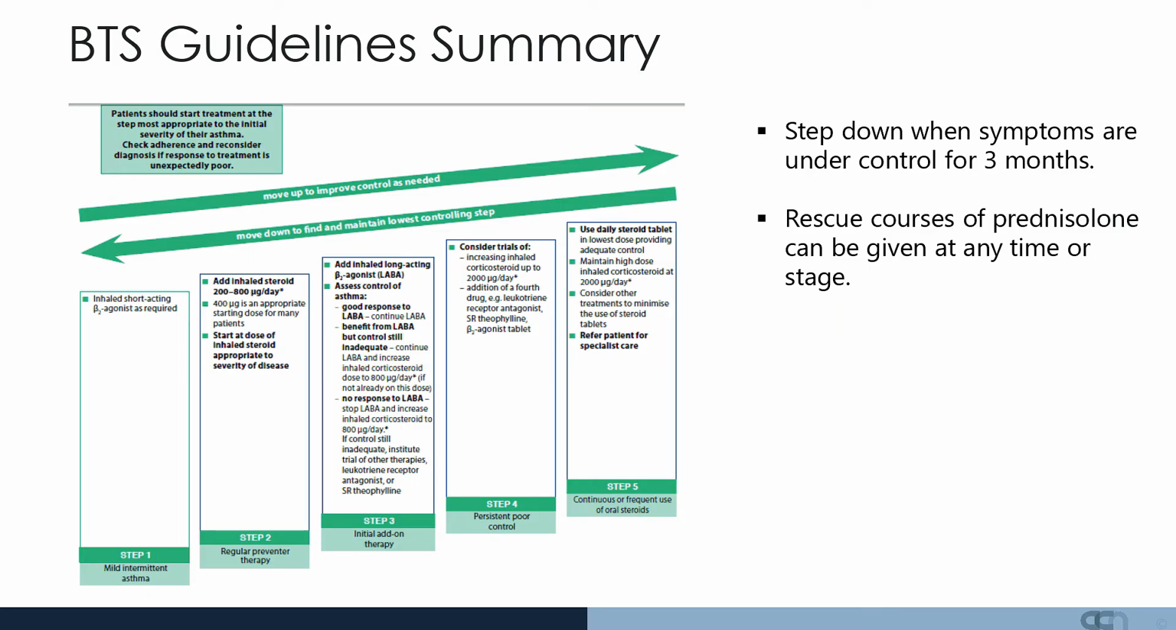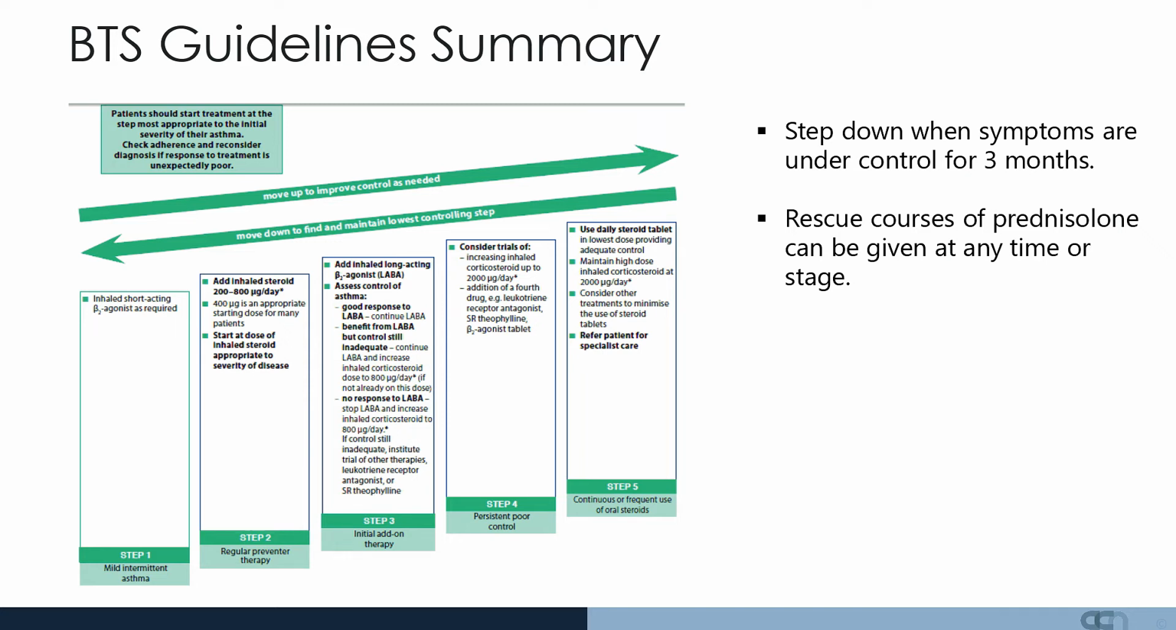And here is a visual guidance of the British Thoracic Society guideline summary, where step 1, for mild intermittent asthma, a SABA should be used, a short-acting beta agonist. Step 2, an inhaled steroid is added, and that should be proportional to the severity of the disease, and this step 2 is known as regular preventer therapy. Step 3, which is the initial add-on therapy, is where patients are still not controlled.